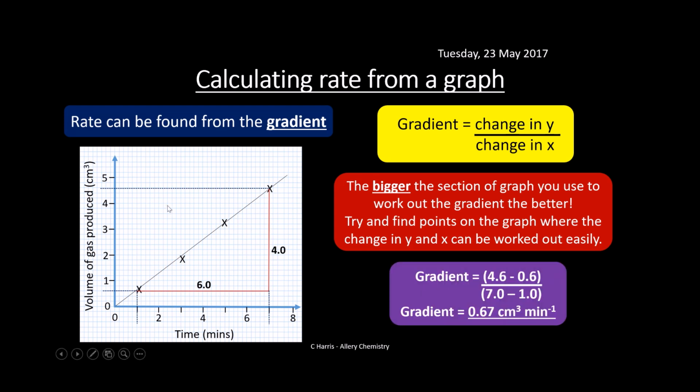So the change in y is going to be obviously 4.6, that's here, minus 0.6, because that's down here. So that's the change, obviously that gives us 4. And the change here is going to be 7, which is here, minus 1, which is here. So that obviously gives us 6. And that gives us a gradient of 0.67, and obviously that is our rate. Now this is centimeters cubed per minute. Okay, that's how we work out units. Look at the units on your axis to help you work that out.